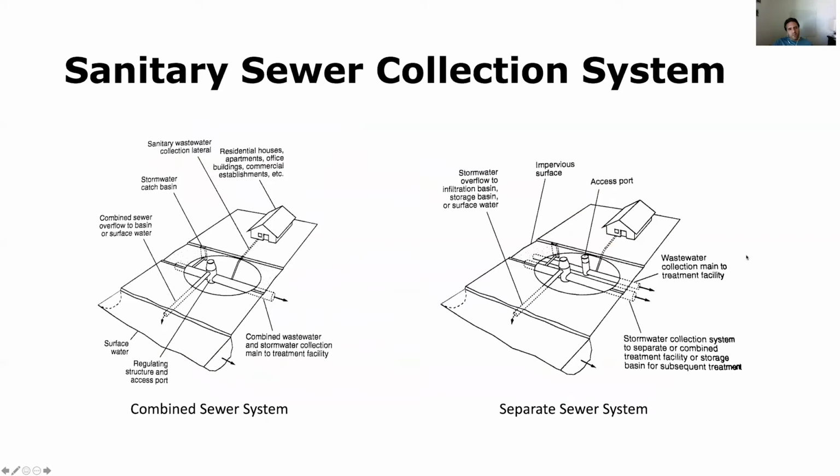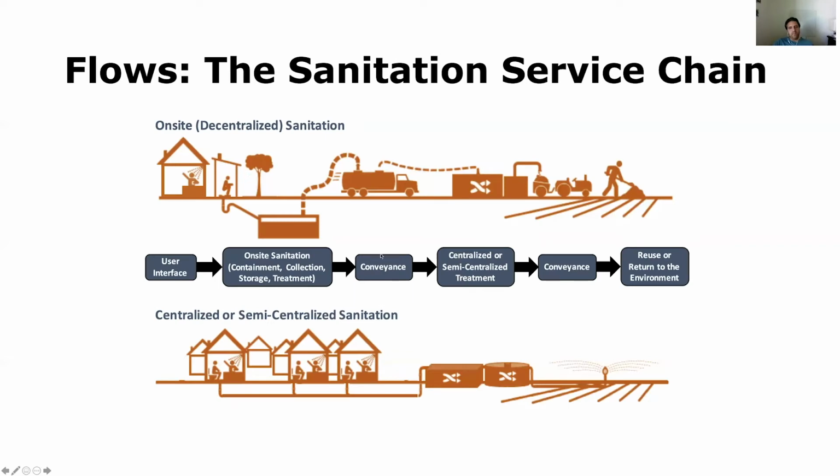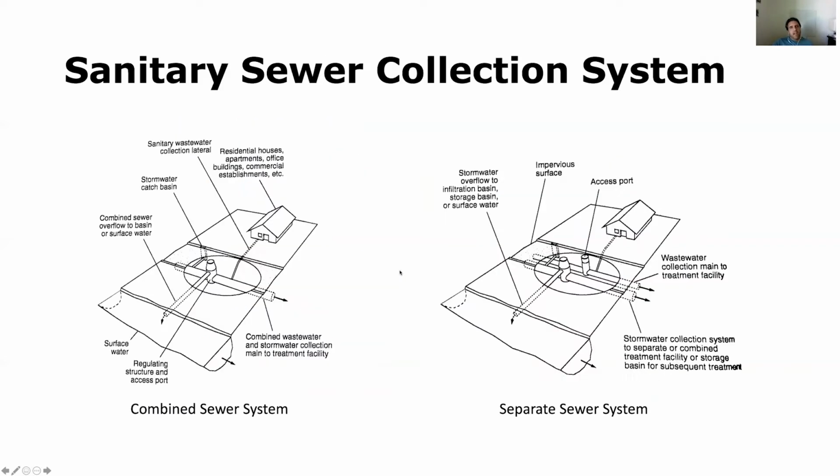When we talk about sanitary sewer collection, this is that second step or third step of the chain, which is conveyance. In a conventional sewer system, we have two different types of systems to collect and convey sewage to a centralized plant. The first is a combined sewer system. This is something you might see in older cities where the stormwater and the wastewater are combined together and collected and conveyed using a single network of pipes.